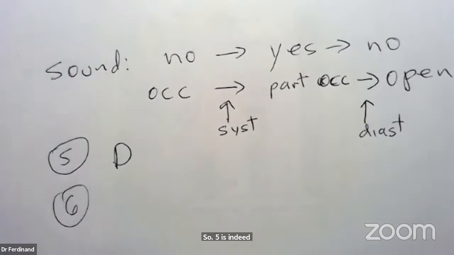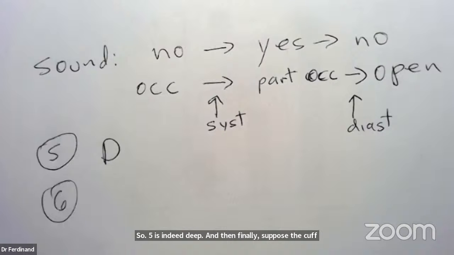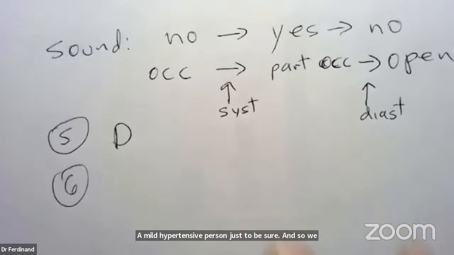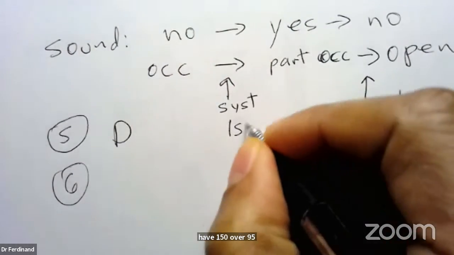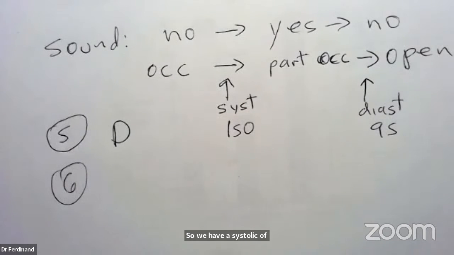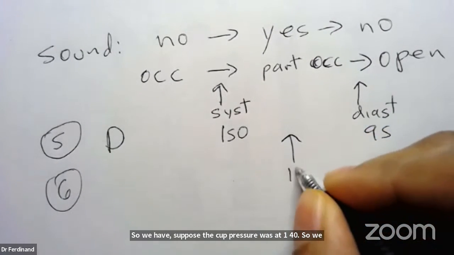And then finally, suppose the cuff pressure was 140 for a typical hypertensive person on a normal diet. So a mild hypertensive person, just to be sure. And so we have 150 over 95. So we have a systolic of 150, and then we have a diastolic of 95. So we have, suppose the cuff pressure was at 140. So we have a cuff pressure in between here.